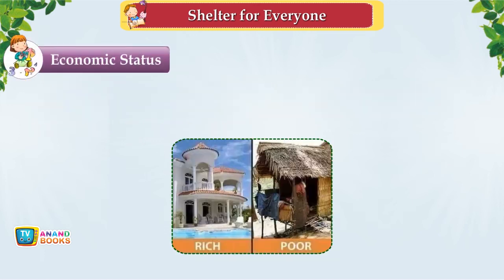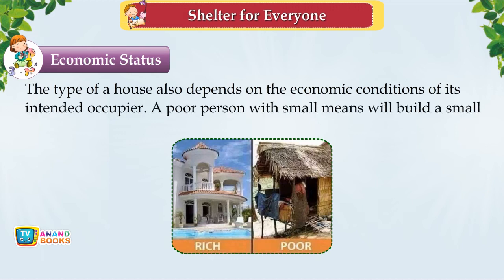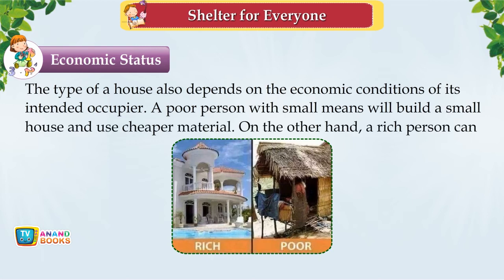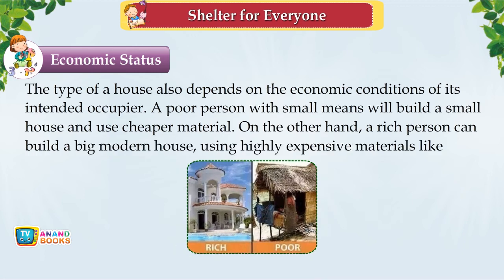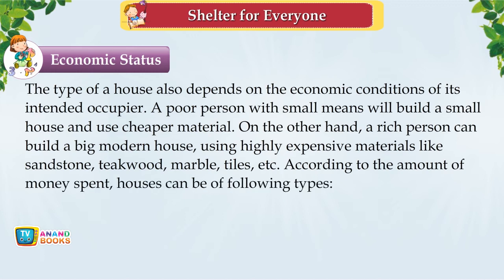Economic status. The type of a house also depends on the economic conditions of its intended occupier. A poor person with small means will build a small house and use cheaper material. On the other hand, a rich person can build a big modern house using highly expensive materials like sandstone, teak wood, marble tiles, etc. According to the amount of money spent, houses can be of the following types.